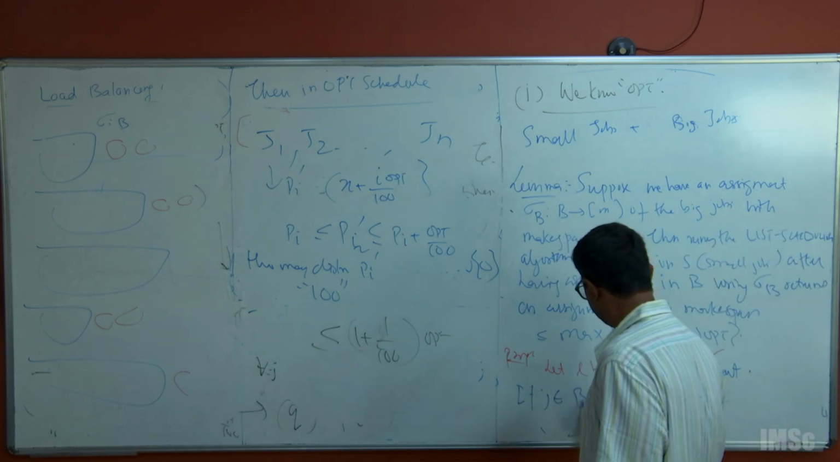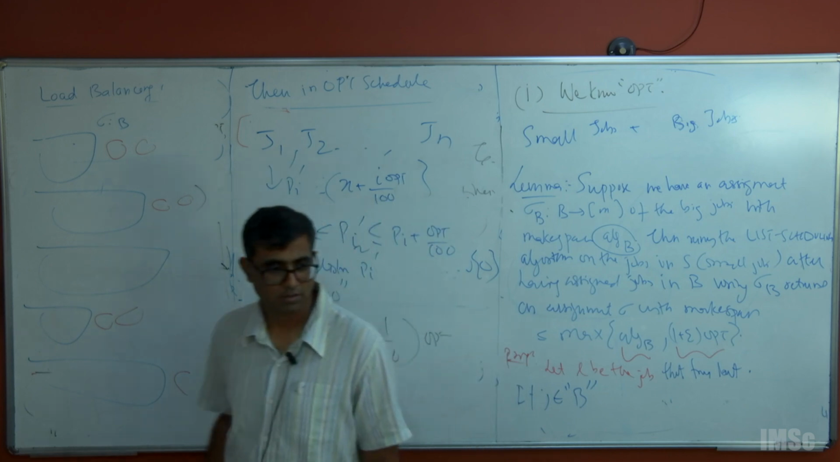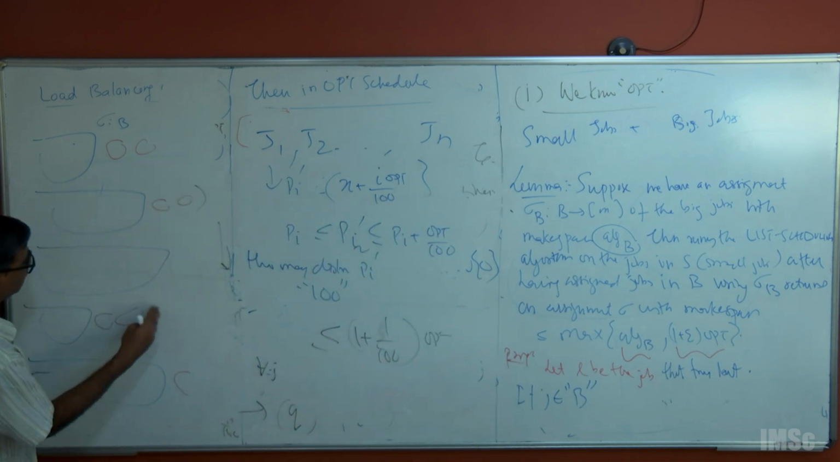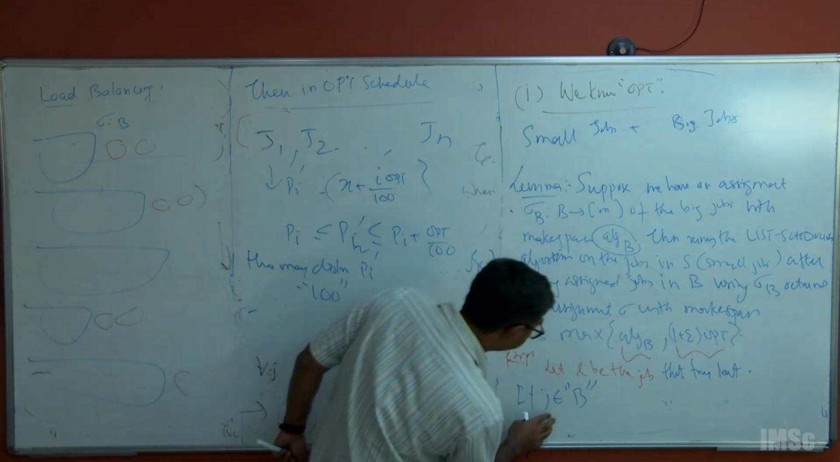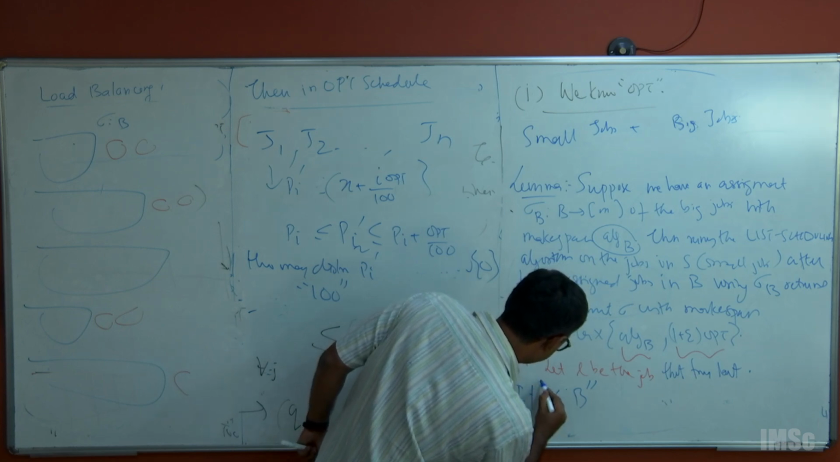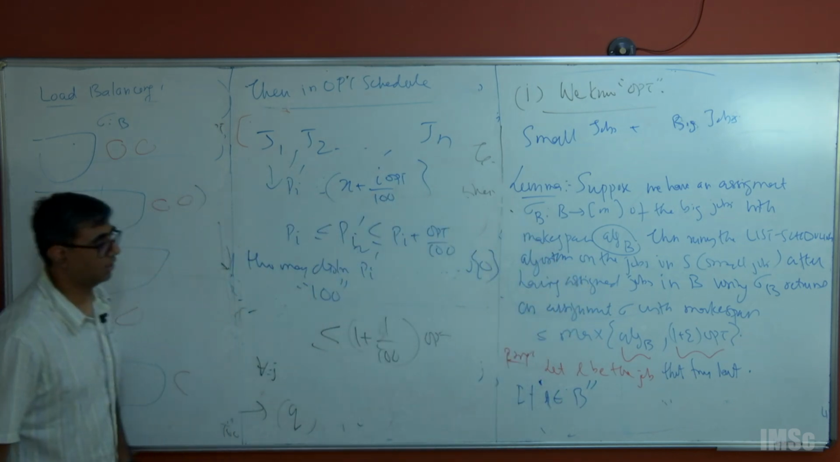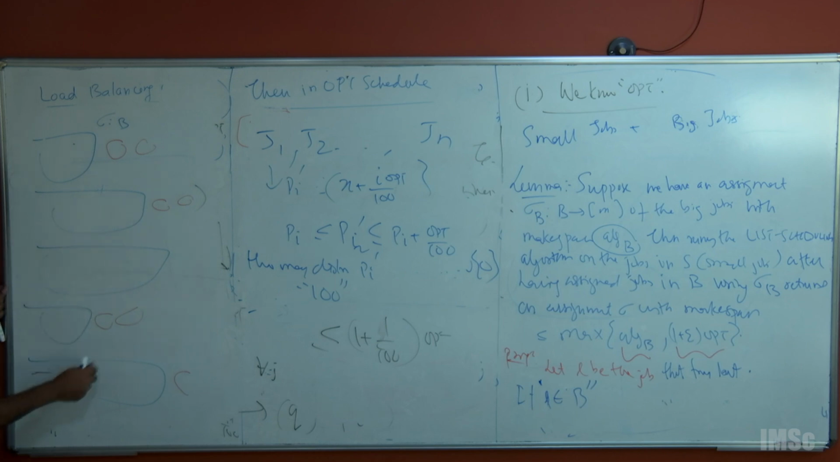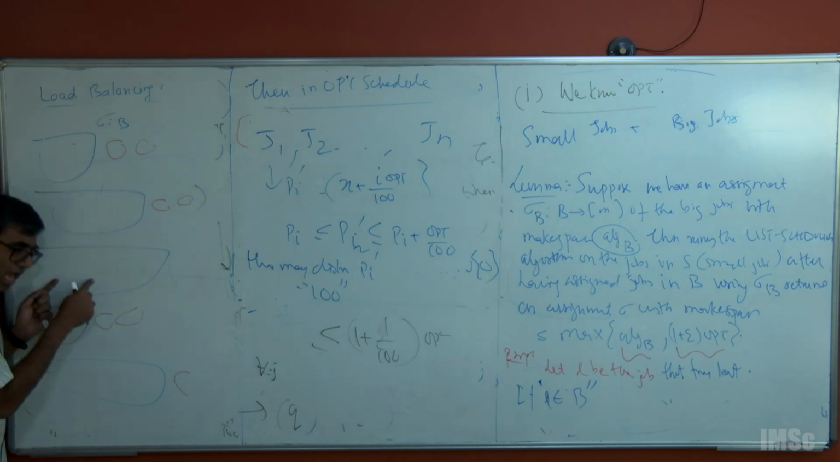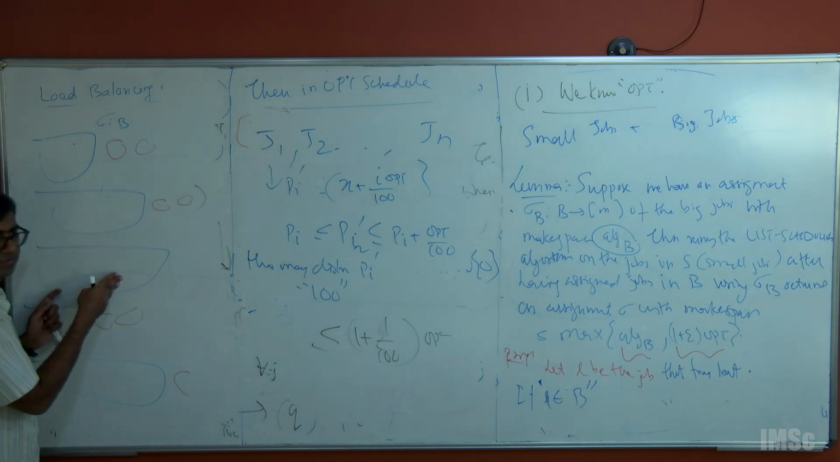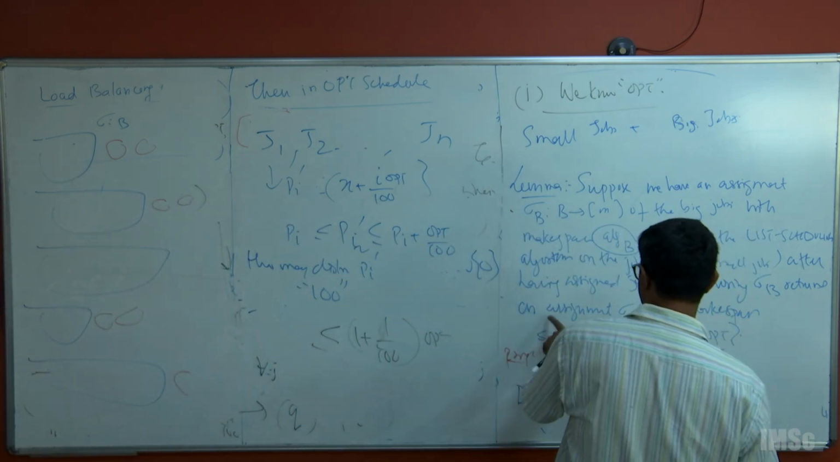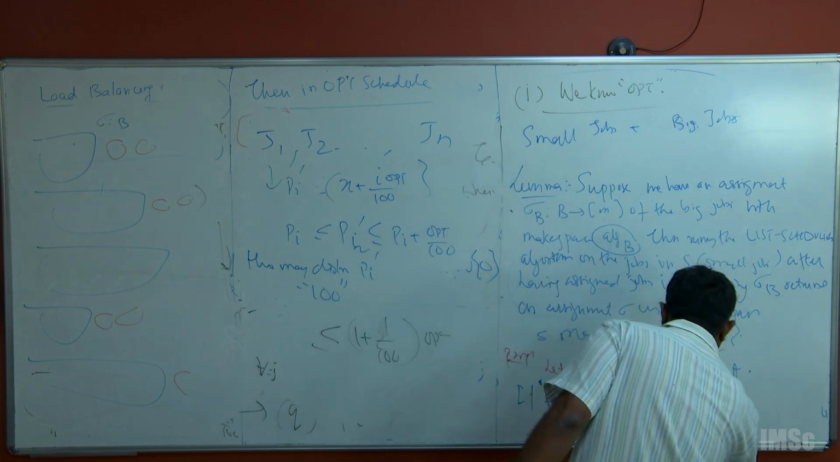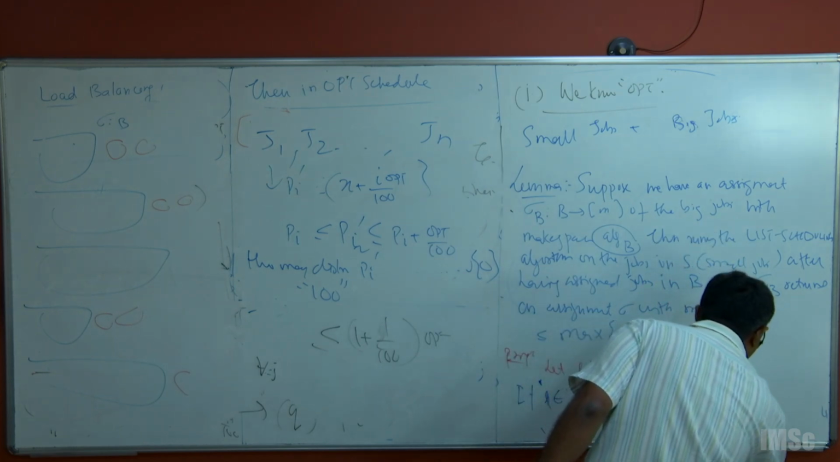If L is in B, what does that mean? I first scheduled the big jobs and then I scheduled the small jobs, and the last job that finishes is still a big job. So in this case, what does it imply? It implies alg is less than or equal to alg B.